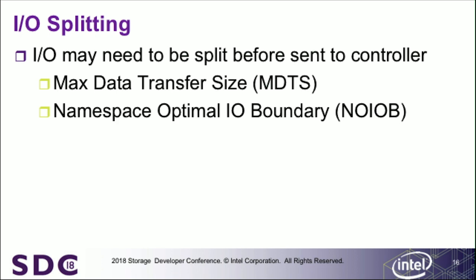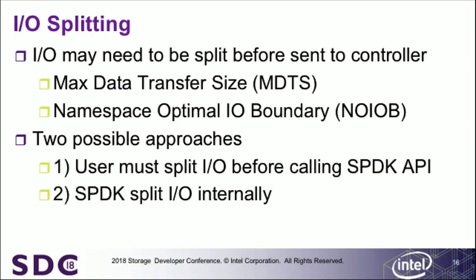Working at Intel, I'm very familiar with this one. A lot of the Intel NAND SSDs have a 128K optimal I/O boundary, meaning that if you have an I/O that spans that boundary, there's going to be a performance penalty, and so you're better off splitting that up in the host rather than just sending it down to the drive.